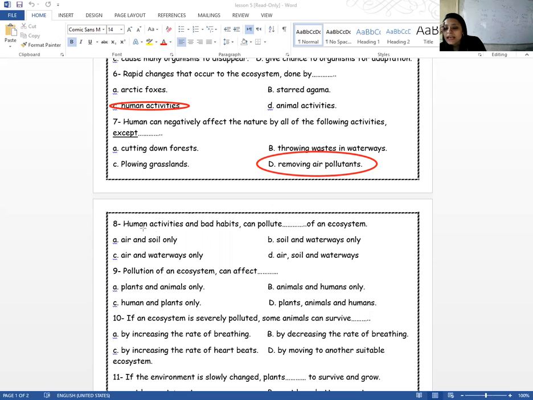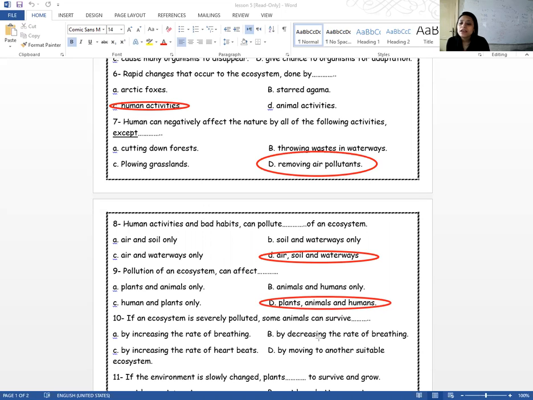Number 8, human activities and bad habits can pollute what in the ecosystem? They make air pollution, soil pollution, and water pollution. So the correct answer will be air, soil, and waterways, number D. Number 9, pollution of an ecosystem can affect all living organisms, like humans, animals, and plants. So the answer will be number D also, plants, animals, and humans.